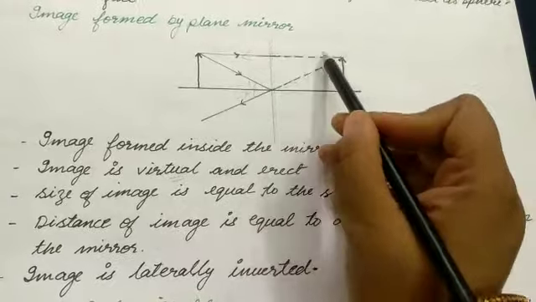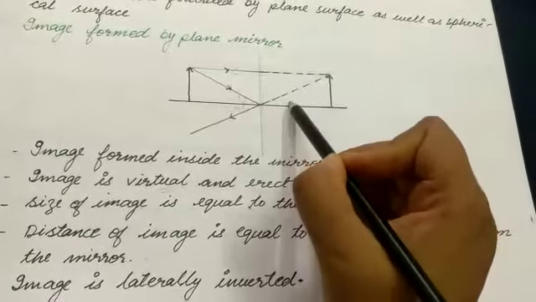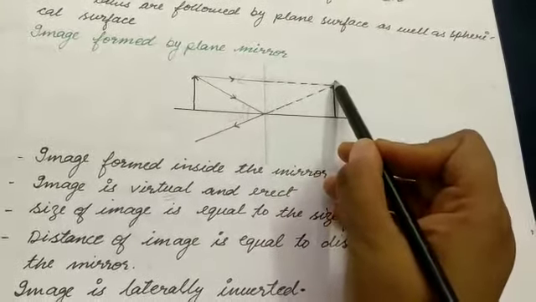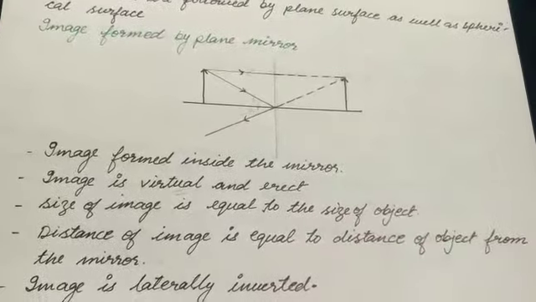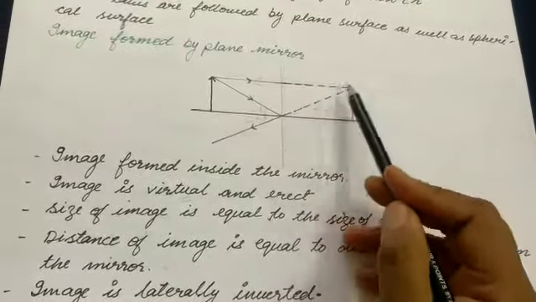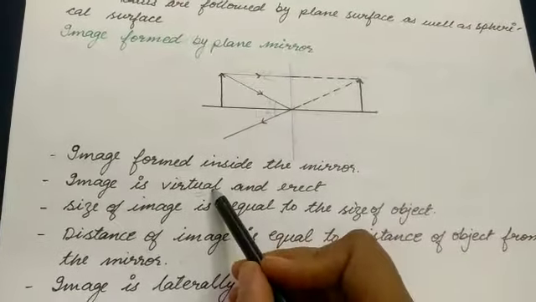The lines which we are considering here growing at the back, these are not the real lines. We are just imagining them, that if these lines grow at back, then they intersect with each other at a certain point. So these are imaginary lines. So the image formed here is also imaginary, which is called virtual.